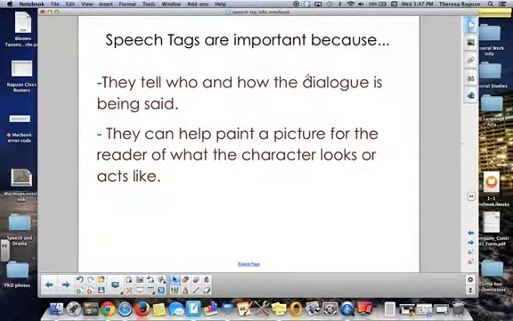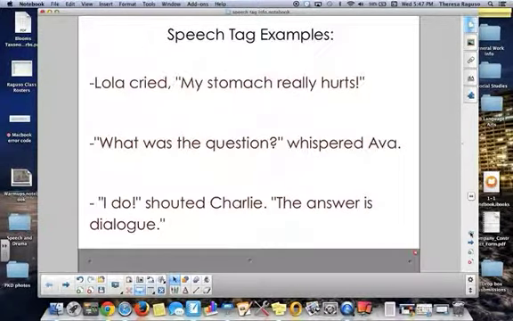Speech tags are important to have because they tell who and how the dialogue is being said, just like in our examples on the previous slide. They can also help to paint a picture for the reader of what the character looks like or can even act like. If we go back to our examples, in our example of Lola cried, "My stomach really hurts," I am picturing a little girl or a child who is crying to one of their parents.